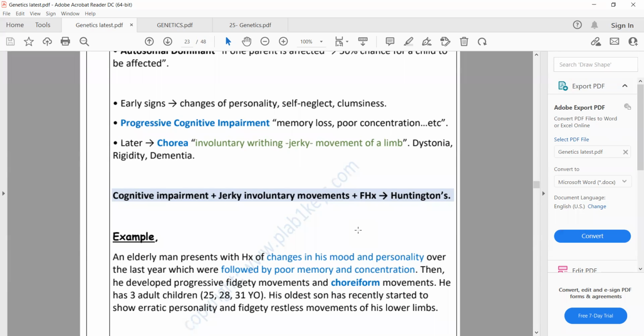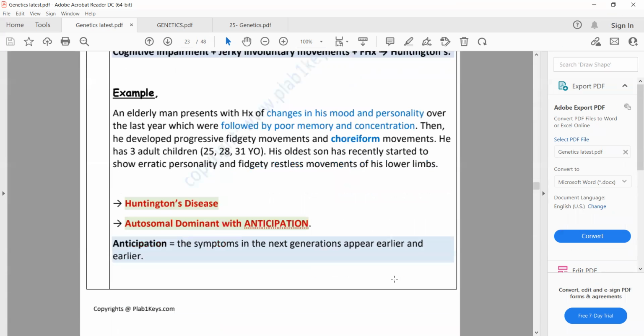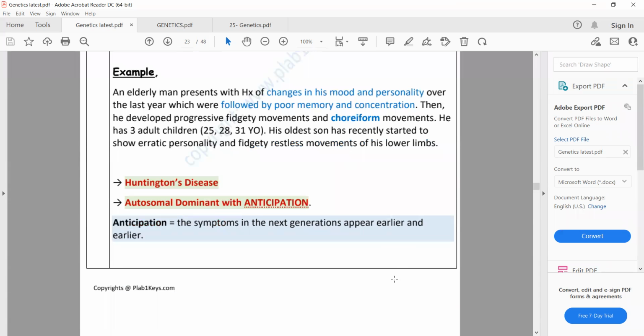For example, an elderly man presents with a history of changes in mood and personality for the last year, which were followed by poor memory and concentration. So there is cognitive impairment. Then he developed progressive fidgety movements and choreiform movements. So cognitive impairment plus involuntary or jerky movements of the limbs, your diagnosis will be Huntington disease.